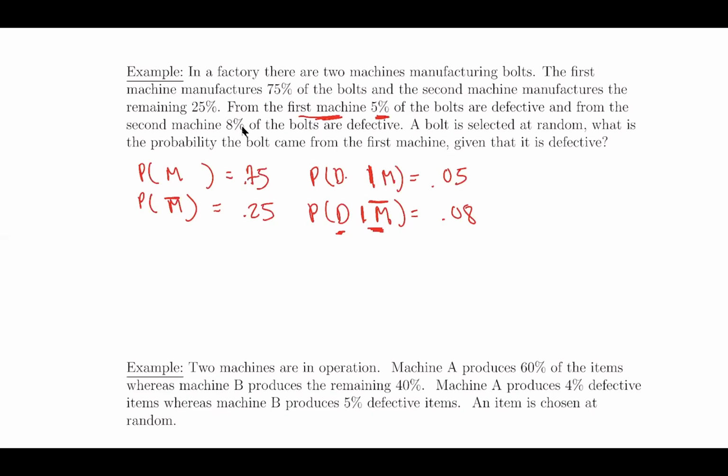All right. So let's go ahead and see what they're asking us to find. It says what is the probability that the boat came from machine one, given that it is defective? So right here, the given is that it's defective. So we're gonna say probability it came from machine one, given it is defective. So let's go ahead and write this out.